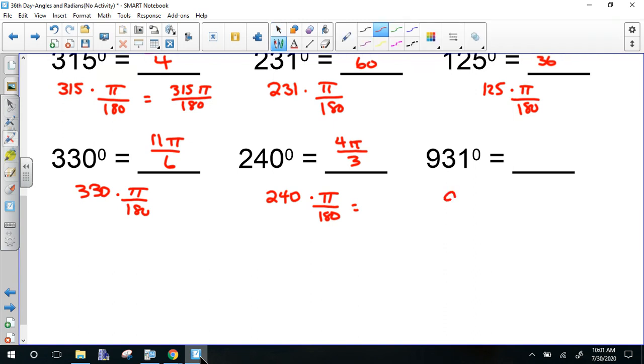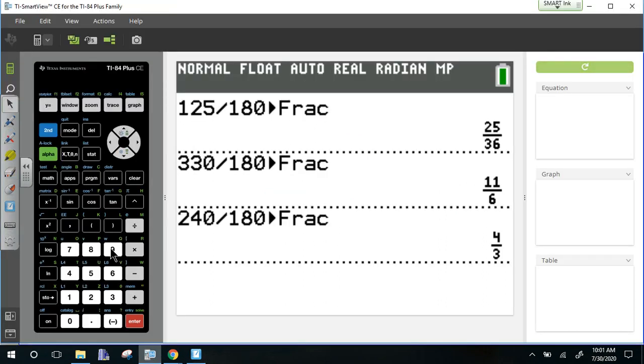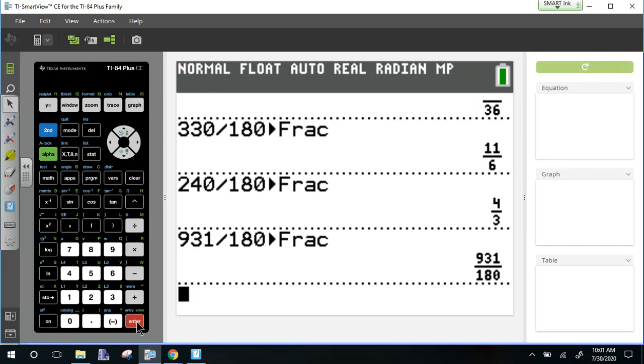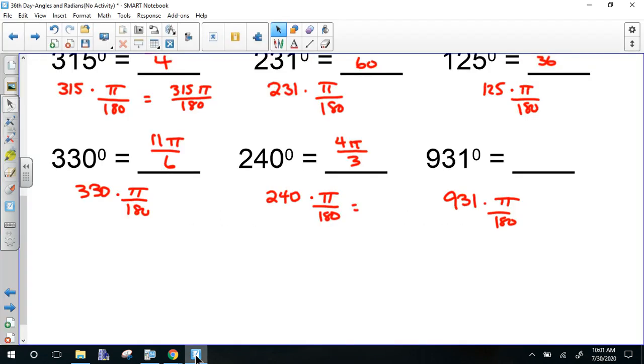Last one for practice, 931 times pi over 180. We have to put in the calculator 931 divided by 180. Math, enter. We get 931 over 180 because it doesn't reduce any. So this will be 931 pi over 180. So that's how we convert from radians to degrees and degrees to radians.